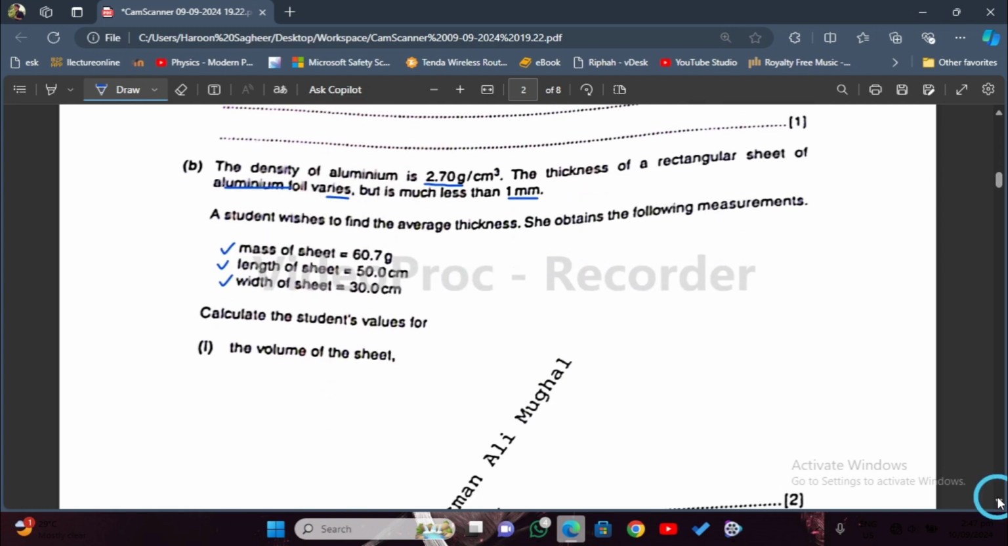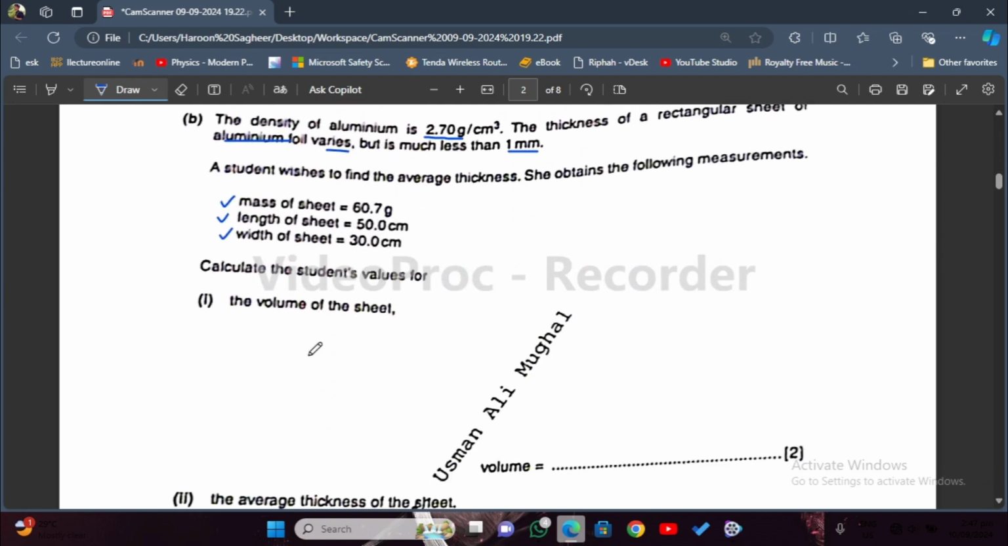So in part A, we have to calculate the volume of the sheet. Volume is basically defined as length multiplied by width multiplied by thickness, but the problem is we're not really sure about the thickness. It says much less than, so not sure how much less than 1 millimeter. So we're not going to use this formula for volume. We can use the formula density equals mass over volume. Let's make the volume the subject of the formula. That will go like this: volume equals mass over density. Now we are given both of these values.